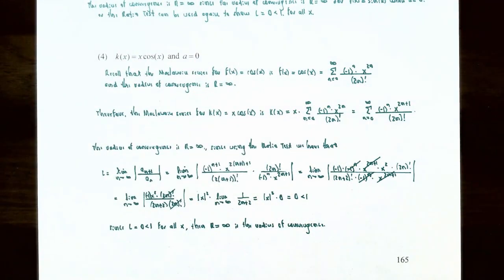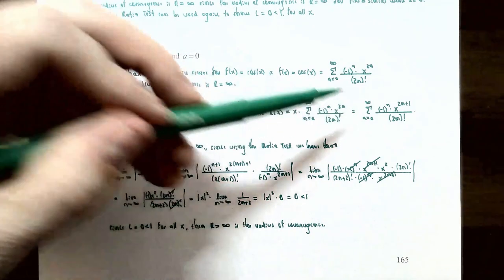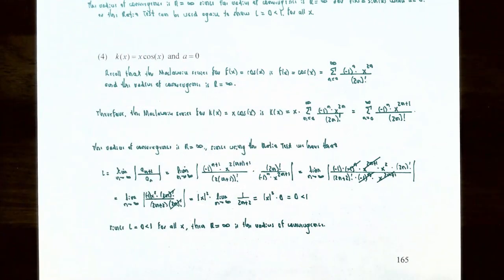So let's find the radius of convergence for this power series that will converge to k of x. What x values will converge to k of x, which is x times cosine of x? So let's use the ratio test again.